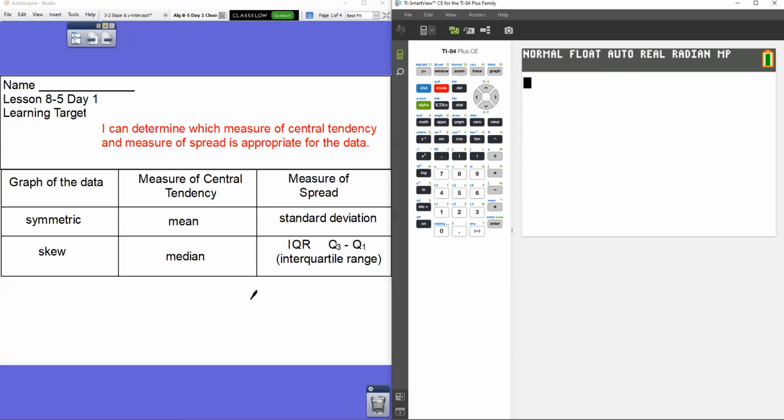This is the lesson for 8-5, day 1. What you're doing today is really taking a lot of what you already know how to do and putting it all together in one question.